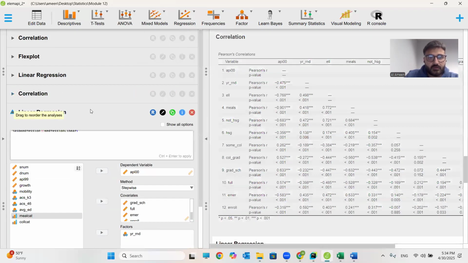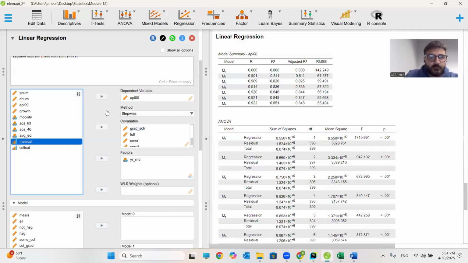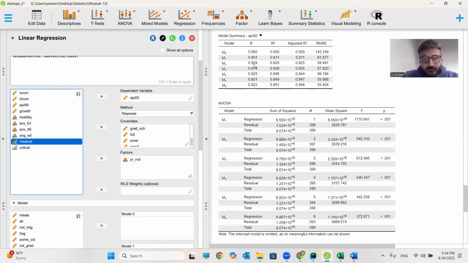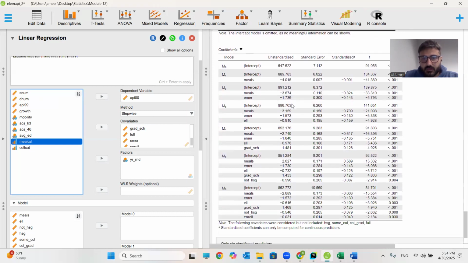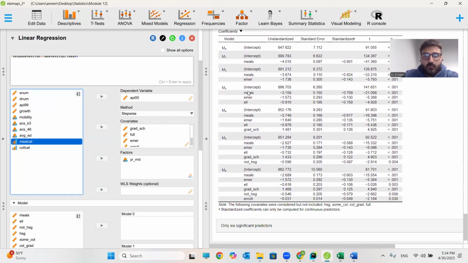So if we start our stepwise linear regression, we can see that it automatically gave me 6 models. And if I want to take a deeper look at each model, we can see that model 1 incorporated meals, model 2 incorporated meals and EMER, all the way to model 6 that incorporated 6 predictors: meals, EMER, ELL, grad school, not high school, and enroll.